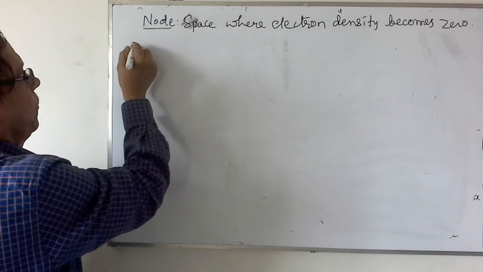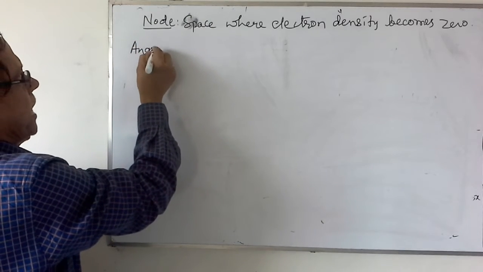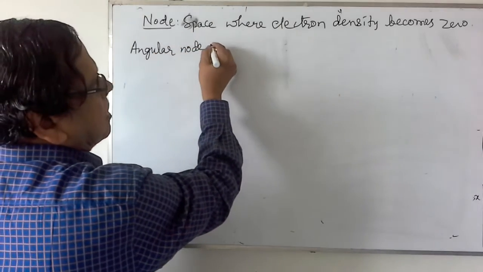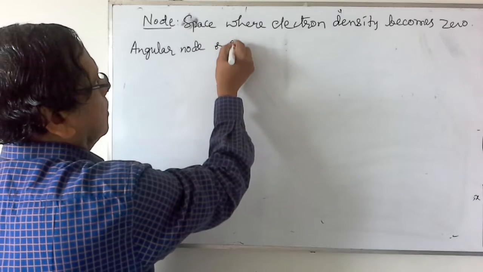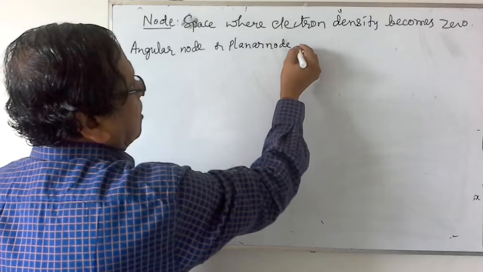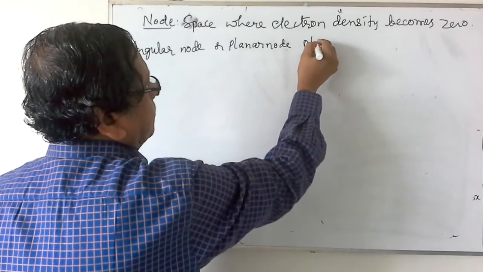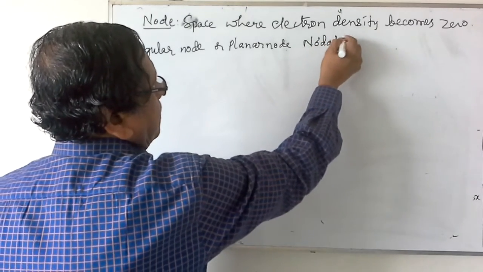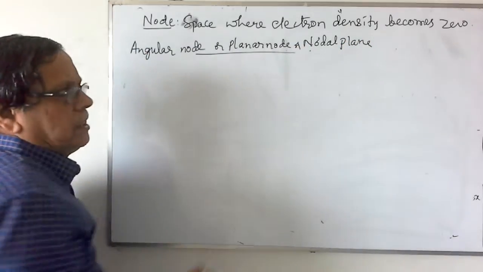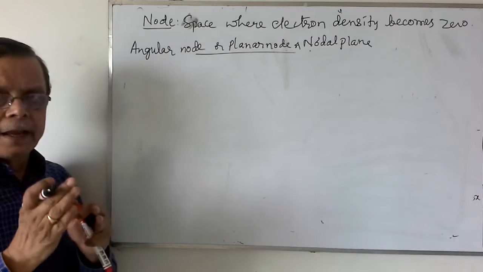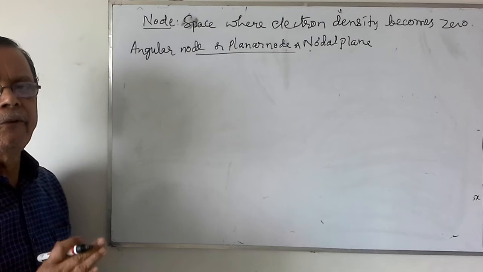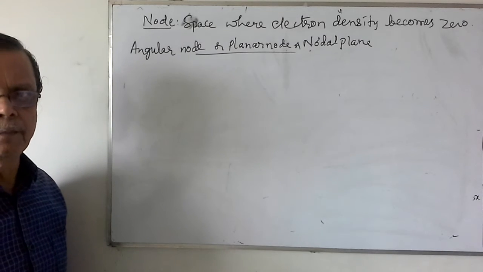There are two types of nodes. One is called as the angular node, which is also called as the planar node, or it is also named as the nodal plane. So this is actually a plane passing through the center of the nucleus where the electron density becomes 0.